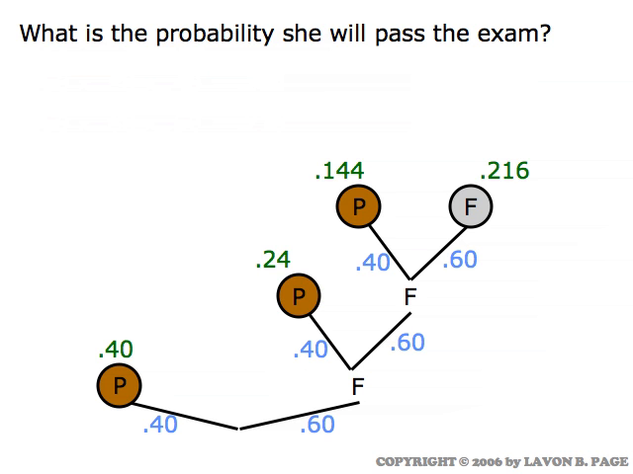Question: what's the probability she'll pass the exam? Well, the 3 brown outcomes are the cases that she passes. We just add up their probabilities and we get 0.784 as the probability that she will eventually pass the exam. So even though she has only a 40% chance of passing on any given attempt, she has a fairly good probability of passing eventually simply because she's allowed multiple opportunities. Makes sense.